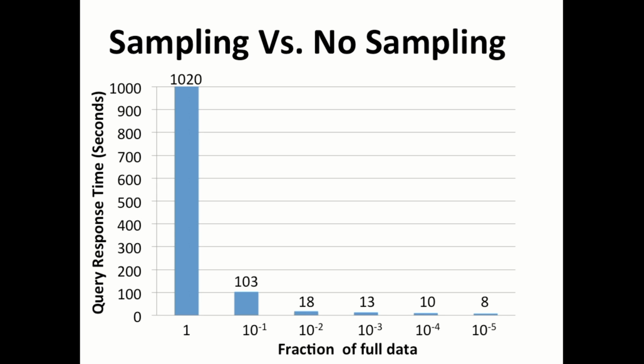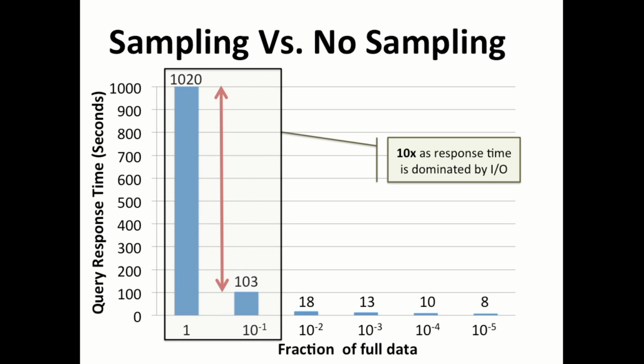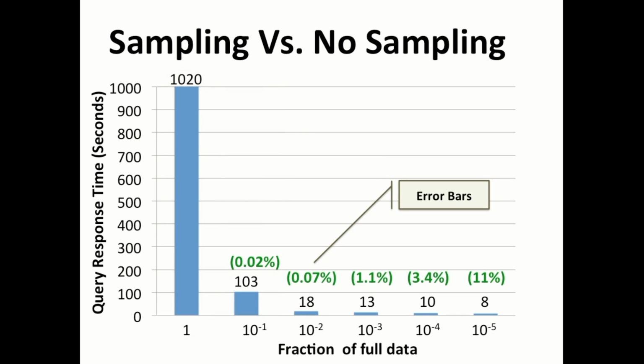On the x-axis, we have the fraction of the data. 1 means that it's working on the full data. As we go towards the right, it means it's working on a 10% sample, a 1% sample, and so on and so forth. The y-axis is the query response time, as to how much time it takes to execute this query on these samples. Now, these numbers are not much of a surprise, because most of these queries are actually I/O bound. So if you work on a 10% sample, it's highly likely that you get a 10x better response time. What is really cool about it is that these are the errors that are associated with these samples of data.